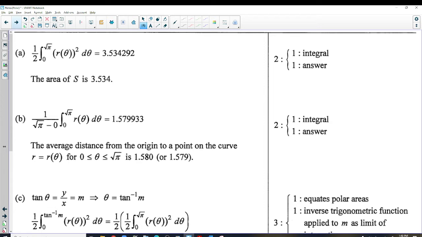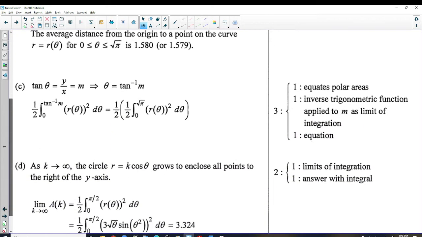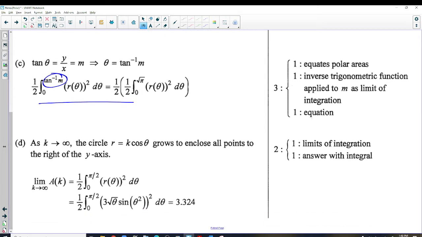All right, there's the rubric. One for integral, one for answer, one for integral, one for answer. One equates polar areas. We have the inverse trig function, so they want to see that inverse tangent. And of course, they want to see the equation. One, limits of integration. So they're really looking for that. Did you know that it's looking for the area in the first quadrant? And then, of course, answer with the integral.